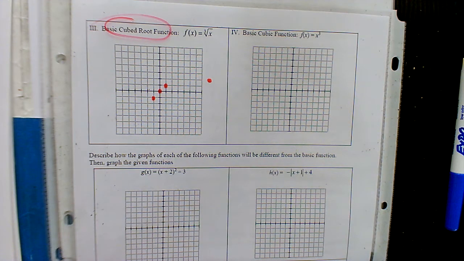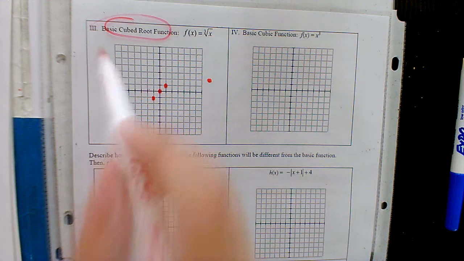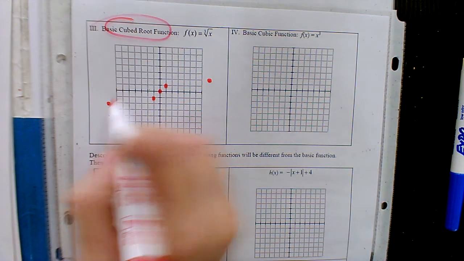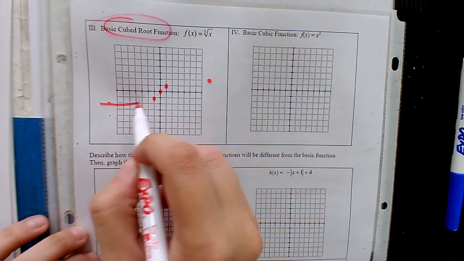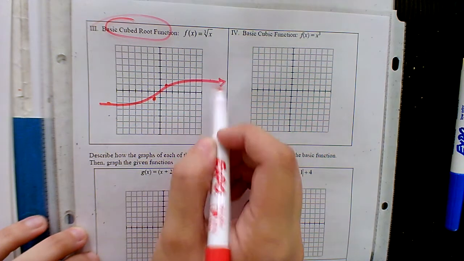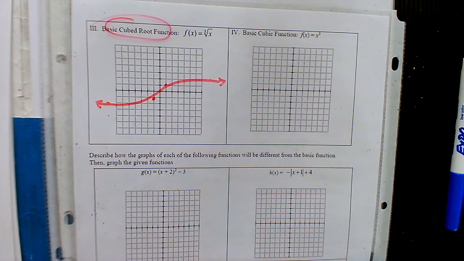So very similar, negative 8. Because that would be negative 2. Negative 2 times negative 2 times negative 2. So if we plug in negative 8, we get out negative 2. Kind of a weird looking graph, but if we play connect the dots, we're going to get this kind of curvy S looking shape going across the x-axis.